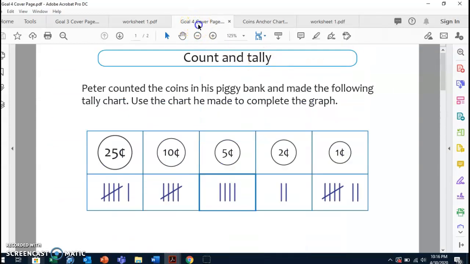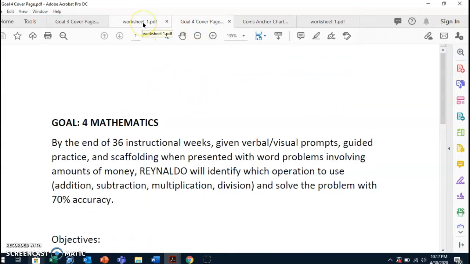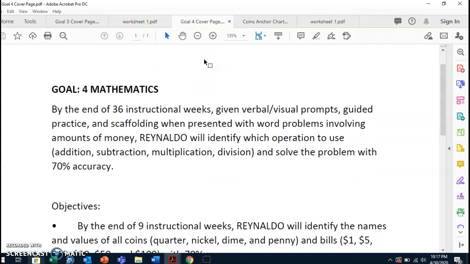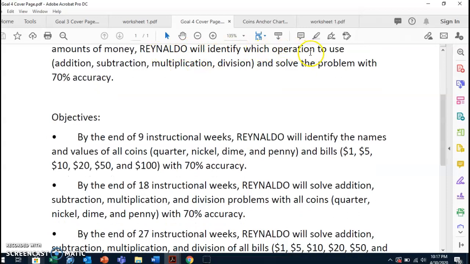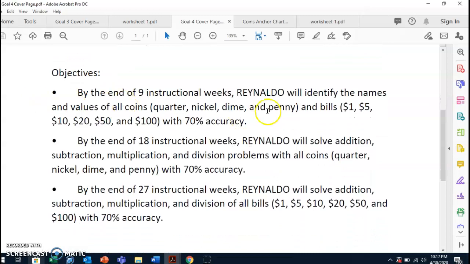For goal number 4. Reynaldo will identify which operation to use: addition, subtraction, multiplication, or division, and solve the problem with 70% accuracy. For the first 9 weeks, Reynaldo will identify the names and values of all coins. So for 9 weeks, we're only going to identify names and values of coins. Which coins? Quarter, nickel, dime, and penny.